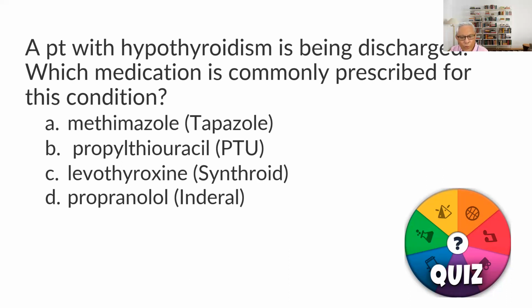Very good. So the only one that's listed over here that's going to be appropriate is going to be letter C. All the other medications are going to be used for hyperthyroidism. So letter C is the correct response. All right. So there are other things that we also must remember whenever we are giving thyroid medications. And the first one is that it worsens glycemic control.